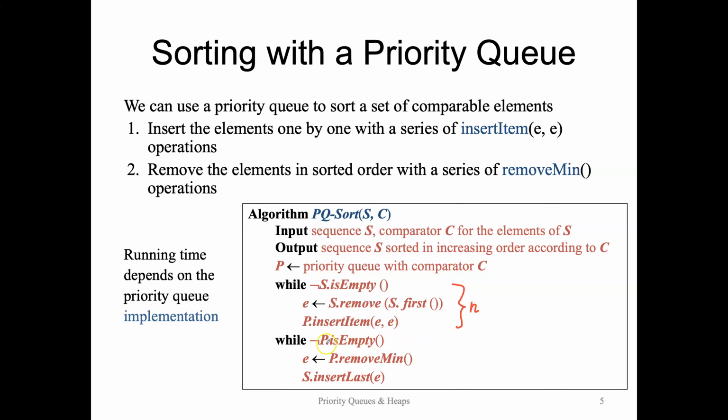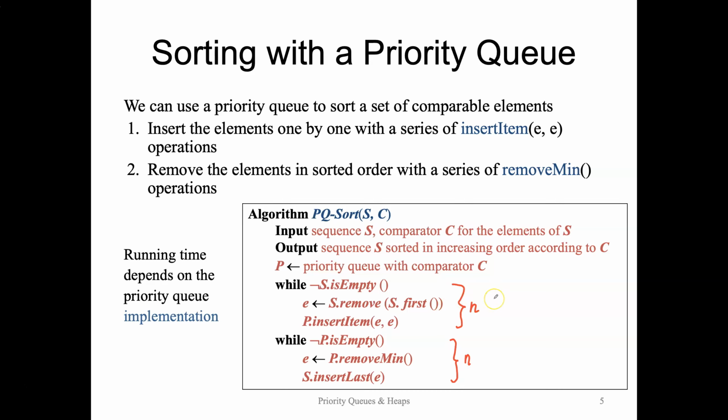And then we take everything from our priority queue and we repeatedly remove whichever item has the smallest key, which will be whichever item is smallest, since we're using items as our keys as well. And then we just put that into the last item of our sequence. So once we were done with the first while loop, we would have emptied our sequence, and when we're done with the second while loop, we empty our priority queue back into our sequence again. So we execute this again n times.